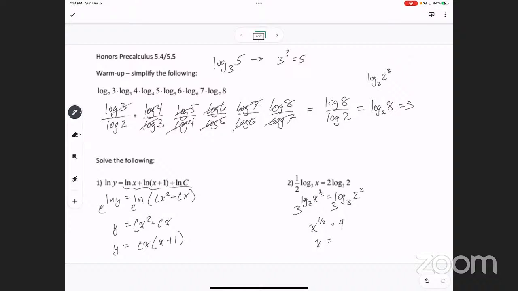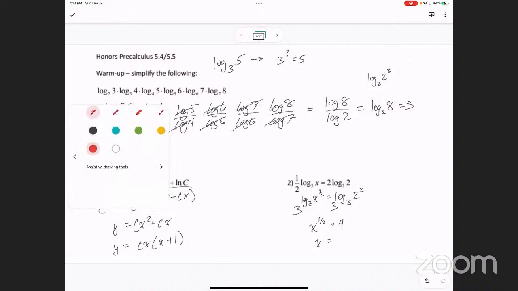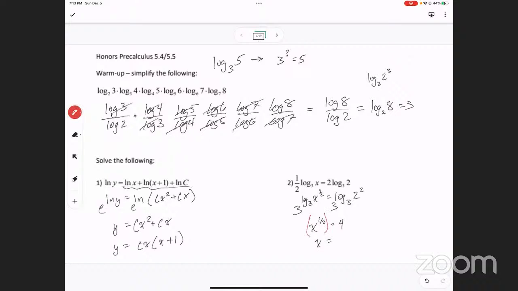How do I get rid of a 1/2 power? You have to take the square root. Nope, because it is a 1/2 power, you square it. That's right. I square both sides. So you got 16. So x equals 16.